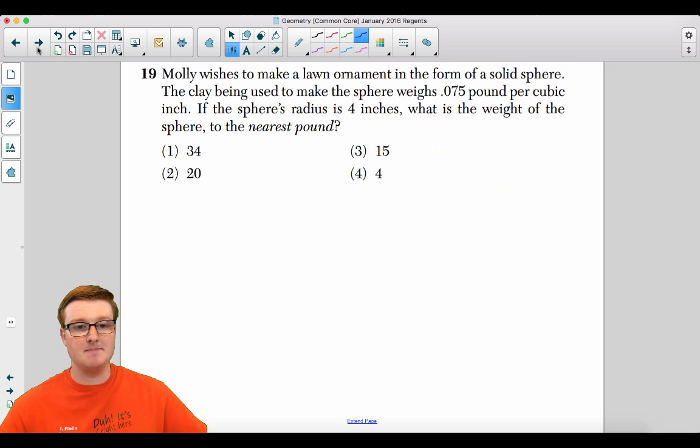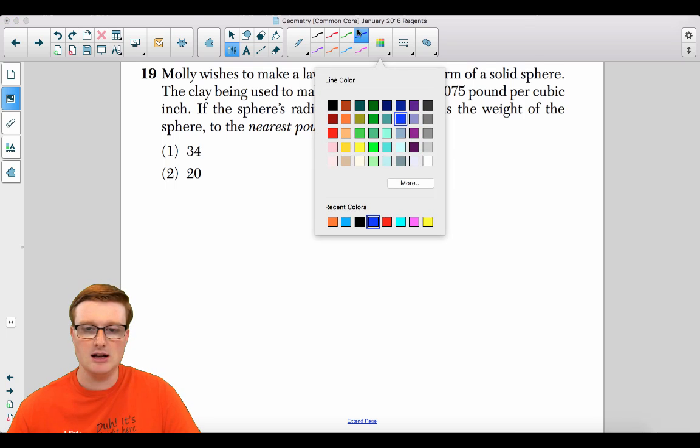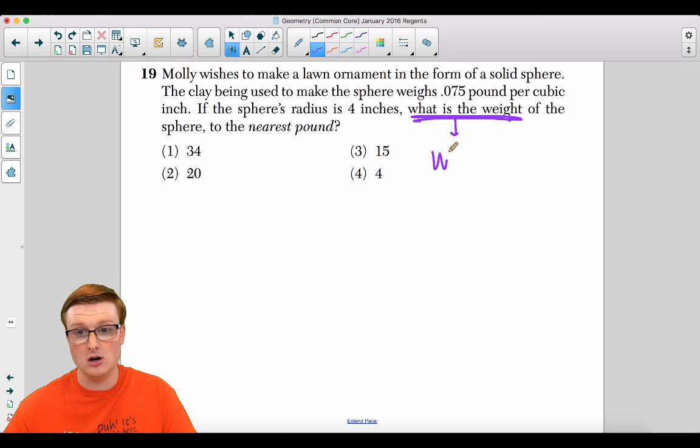All right, number 19. Molly wishes to make a lawn ornament in the form of a solid sphere. The clay being used to make the sphere weighs 0.075 pounds per cubic inch. Now, if you've done enough of these questions or exams, you kind of know what's coming here. If the sphere's radius is 4 inches, what is the weight of the sphere to the nearest pound? Again, if you don't know it by now, please do. Weight is equal to density times volume.